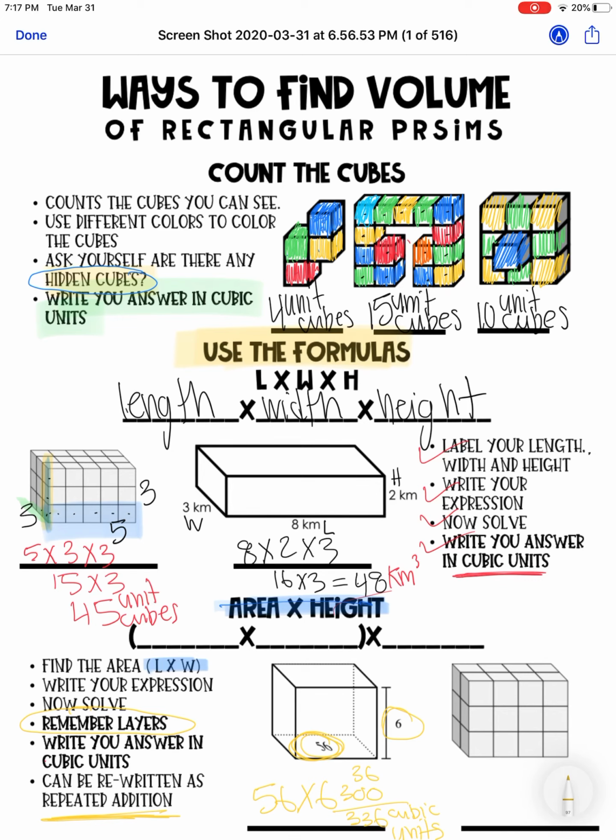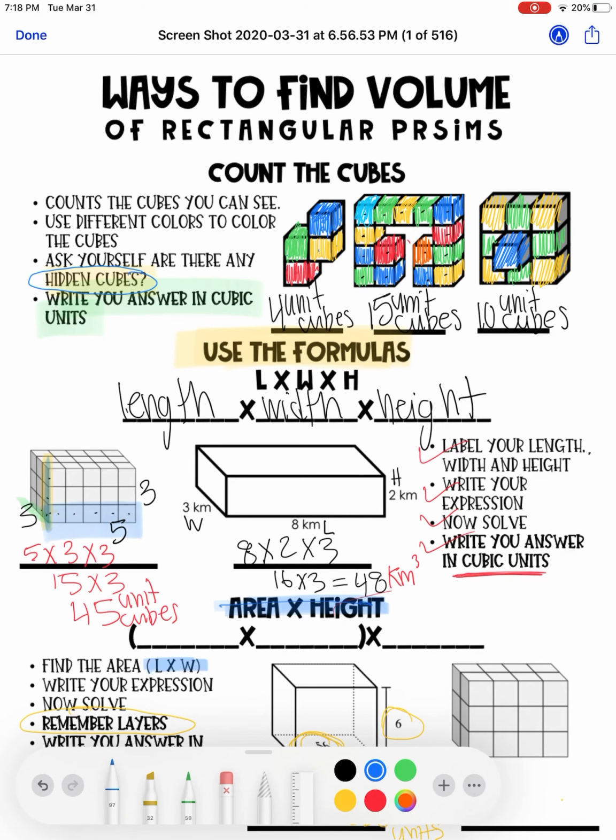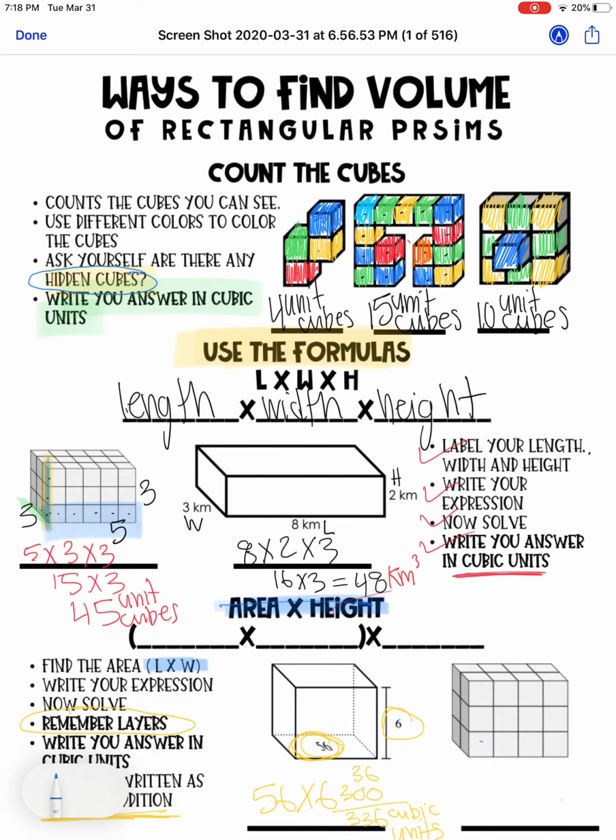Now, we have a rectangular prism made of cubic units again. So let's start off. We're going to find the area, which is our length and our width. Our length is 1, 2, 3, 4. Our width is 1, 2. So we know the area of this would be 8. So we would start off with 8 times the height of 1, 2, 3. That is 3. So the volume is 24. And I will write it sideways, cubic units.